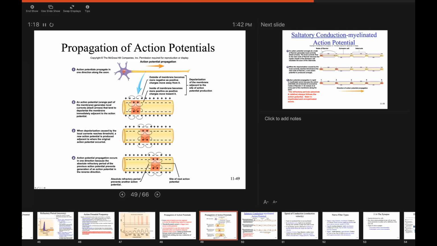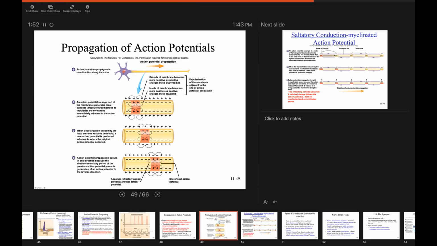As sodium rushes in, the sodium moves to the area that is naive. This area right here in front of the action potential, that region of the axon, is at minus 70 millivolts, at the resting membrane potential. As sodium enters in the previous segment right here, sodium goes to the next segment. What happens when you add positive charge to this negatively charged segment? You make that segment more likely to hit threshold.